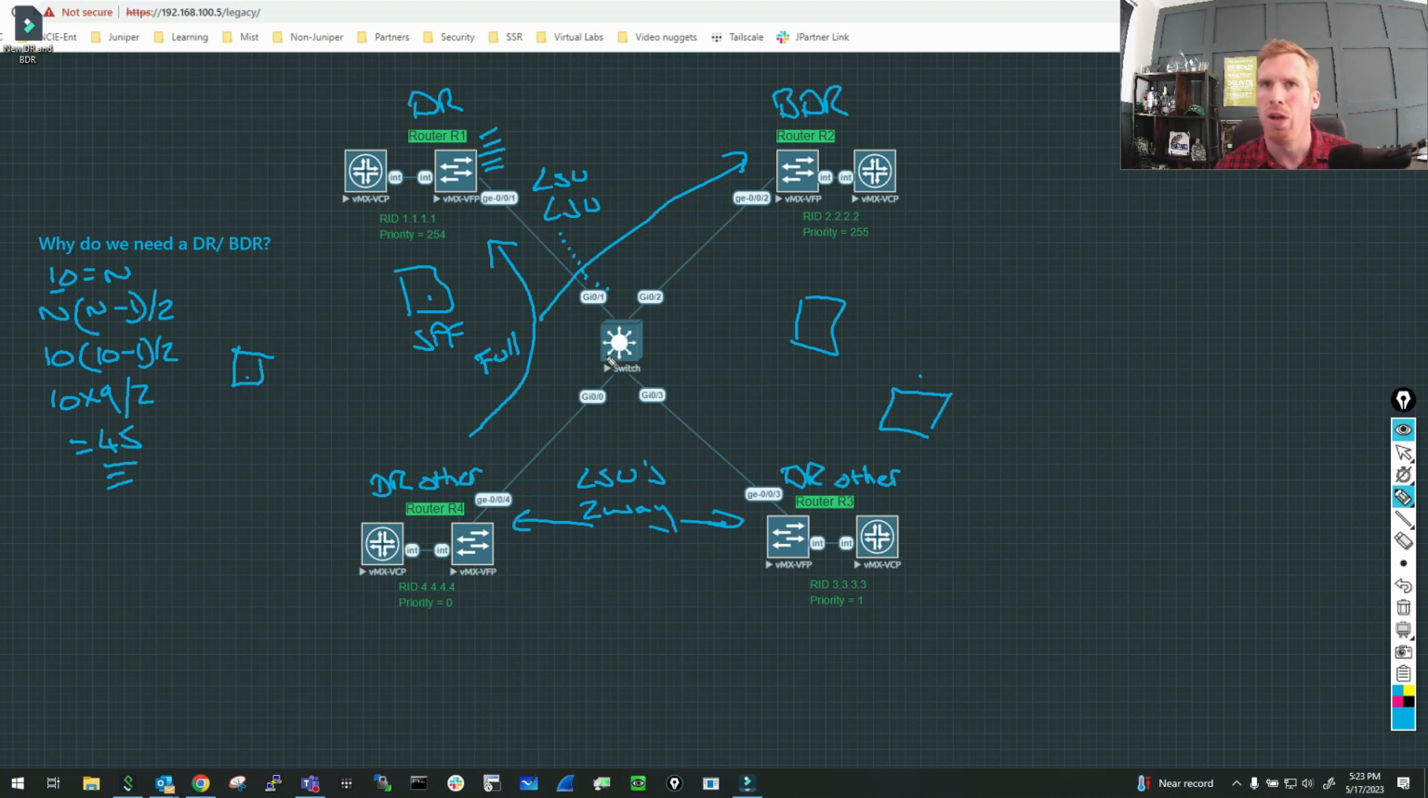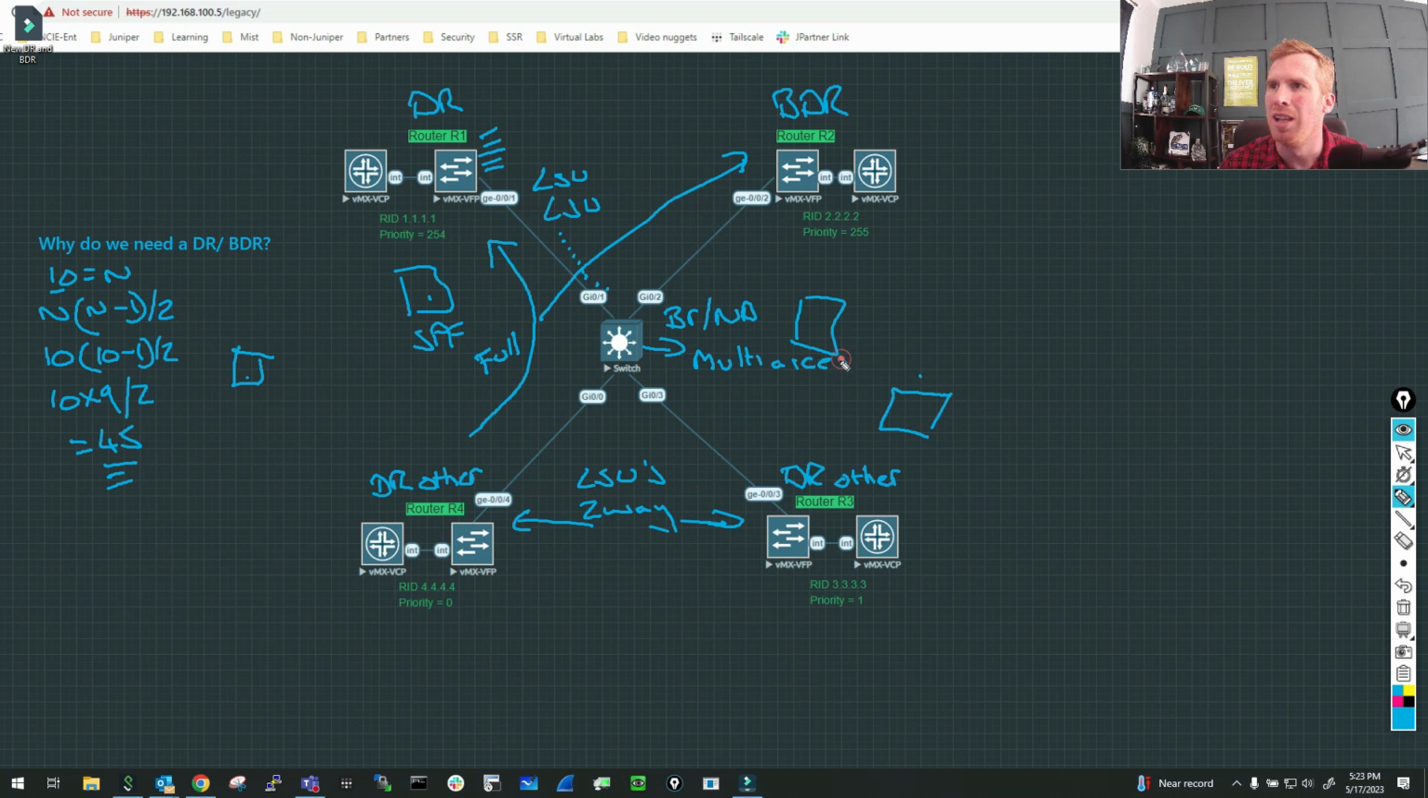So in short, why do we need a designated router and a BDR? It is to prevent the amount of adjacencies that are really needed in a broadcast network. And this is really what we're talking about here, is that this is a broadcast, or it can even be a non-broadcast, but it is a multi-access network.